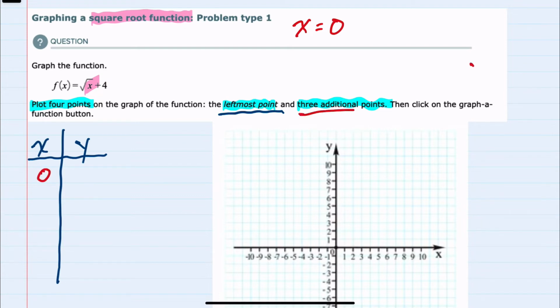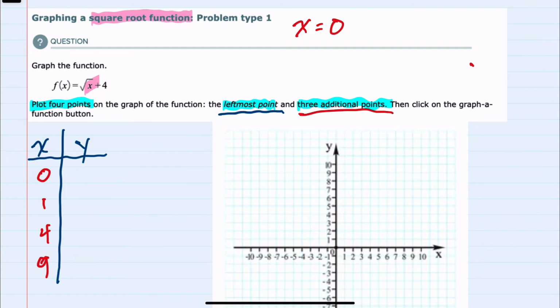But then I'm also told to find 3 additional points. And since my x is underneath the radical, I'm going to choose 3 points for x that are perfect squares. So 1 is a perfect square, 4 is a perfect square, and 9 is a perfect square. And with that, I'm all set to begin.